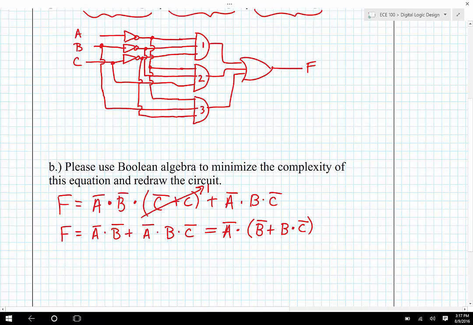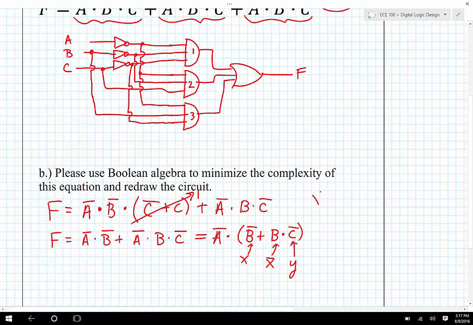So we've encountered equations of this form before, and what I'm going to say is this is what we have previously referred to as X. This is what we have previously referred to as X bar. So this one is X bar. And that means that this is Y. Because remember, we saw that X or not X and Y is just equal to X or Y. So what this is going to be equal to is not A and X is B bar, and Y is C bar.